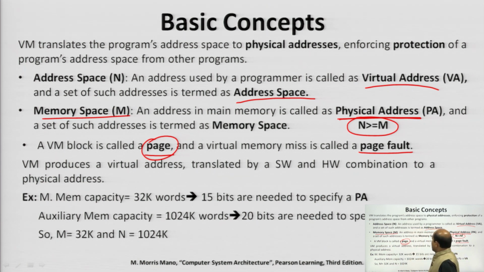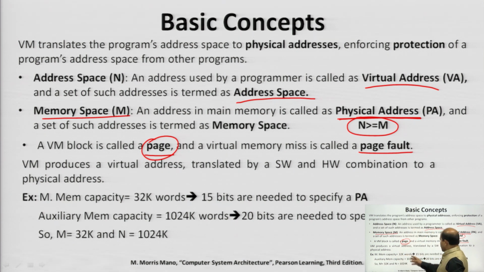So, virtual memory produces a virtual address translated by a software and hardware combination to a physical address. We have to understand in this lecture how address space or virtual address is converted or mapped to the physical address, because virtual address is the address used in address space, and physical addresses are the addresses used in memory space or main memory.